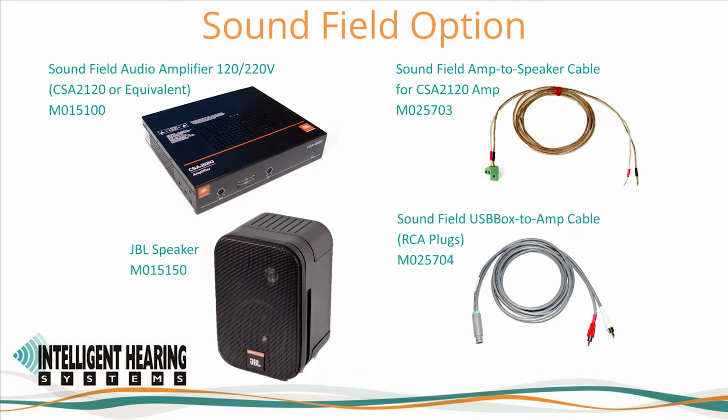The Duet or Universal SmartBox sound field output cable to amplifier is used to connect the Duet or Universal SmartBox to the sound field audio amplifier. The speaker cable connects the sound field audio amplifier to the speaker. Note that the calibration of the stimulus files is affected by the distance from the patient to the speakers. The sound output level will affect the latencies of your responses. For additional information on sound field setup and calibration, please contact our support team.